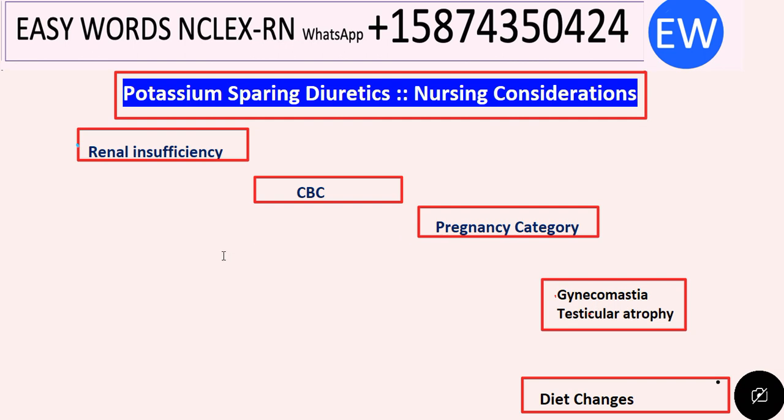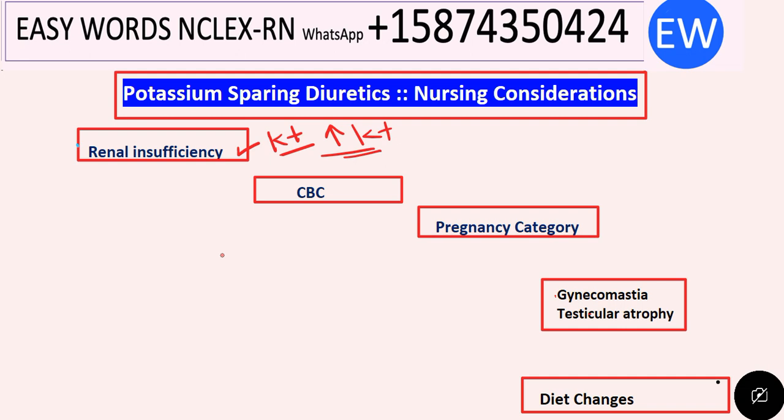On this slide, we will be discussing the nursing considerations for the potassium sparing diuretics. First of all is renal insufficiency. Potassium sparing diuretics are not recommended to clients who have renal insufficiency or who also have a raised level of potassium, which is hyperkalemia, because both these conditions may cause a life-threatening rise in the levels of potassium. So that's why potassium sparing diuretics are not recommended in these two conditions.